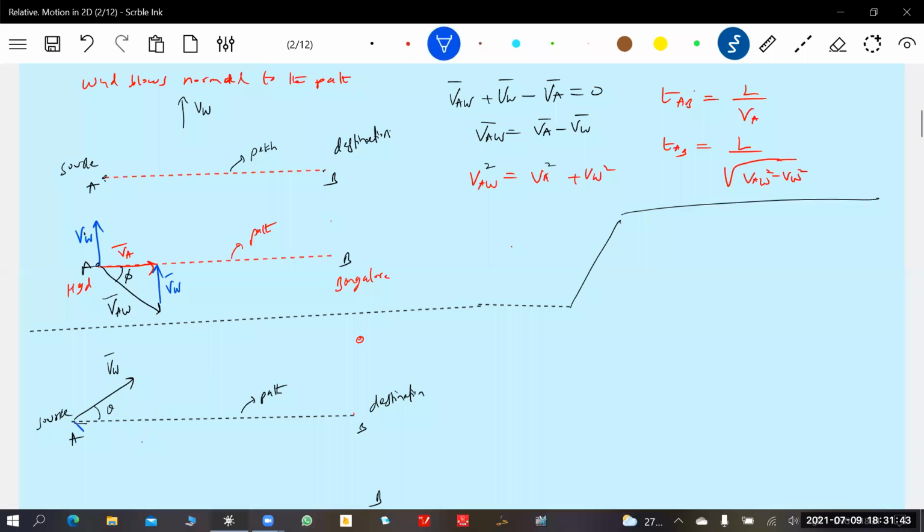So VAW bar should be directed below that. The pilot should see that the velocity of the aircraft with respect to wind is directed at a certain angle, let me say alpha. Then the effect of wind will be accounted for, and the resultant velocity of the aircraft with respect to ground will be directed along AB. That's the only condition. Nothing else is there when moving from A to B.